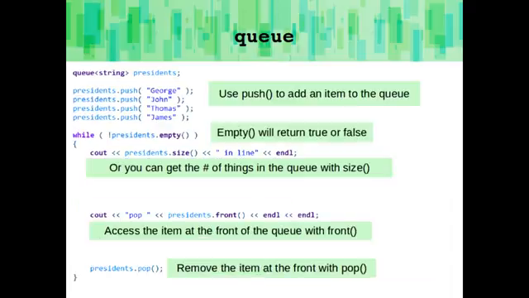Use push to add an item to the queue. Empty will return true or false based on whether the list is empty. You can get the number of things within the queue with the size function. Access the item at the front of the queue with the front function. And remove the item at the front of the queue with the pop function.